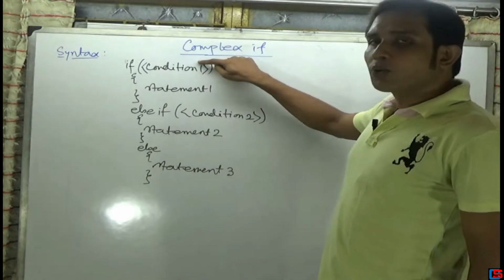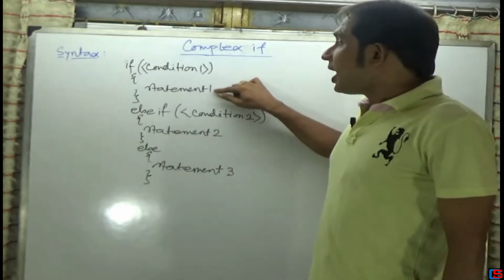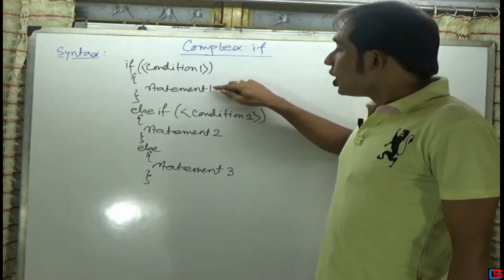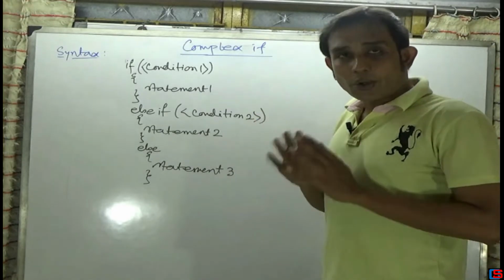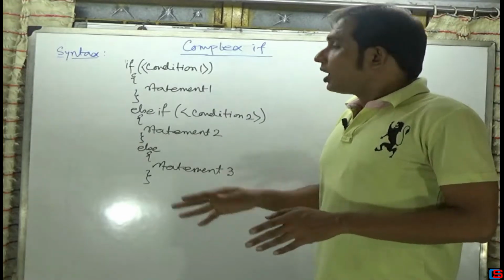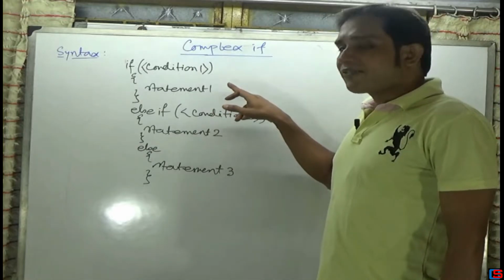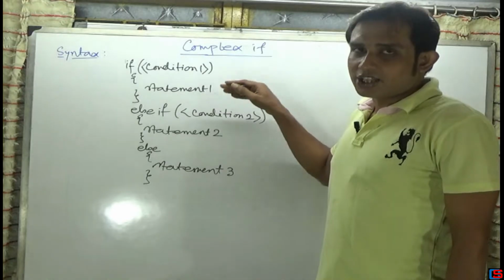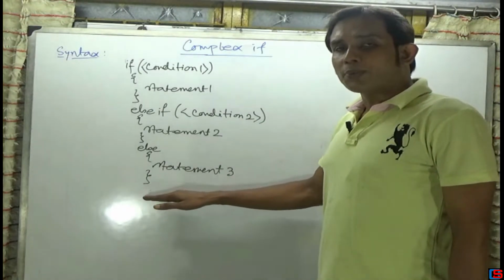Suppose the condition 1 becomes true, then statement 1 is going to execute. If the condition 1 is true, statement 1 executes, so the rest of the portion is not going to execute, rather it is not even going to be checked. Control goes completely to this portion, and after completing all the lines written in statement 1, the control goes out to the next block of the program.